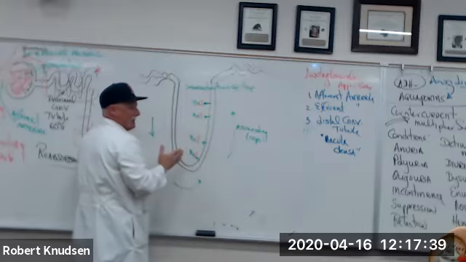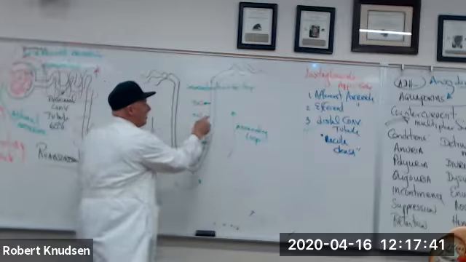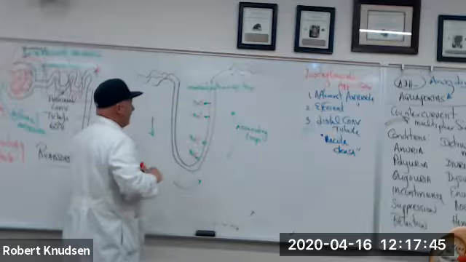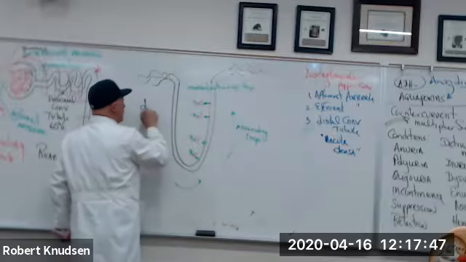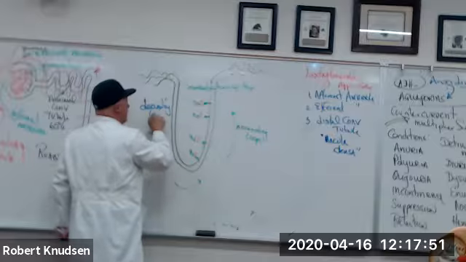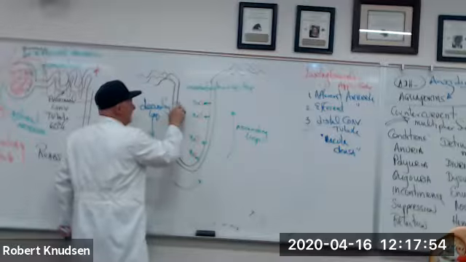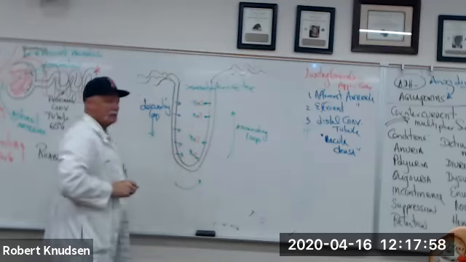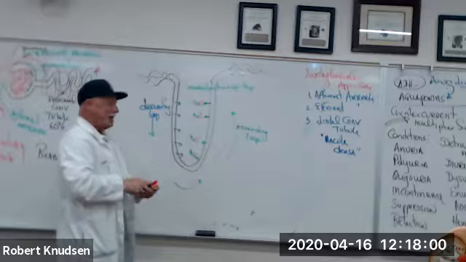Okay? Which means we want to dilute it. But water won't come out of this side. Water comes out the other side, the descending loop. So water comes out this way to dilute it. Does that make sense? What's waiting for it?